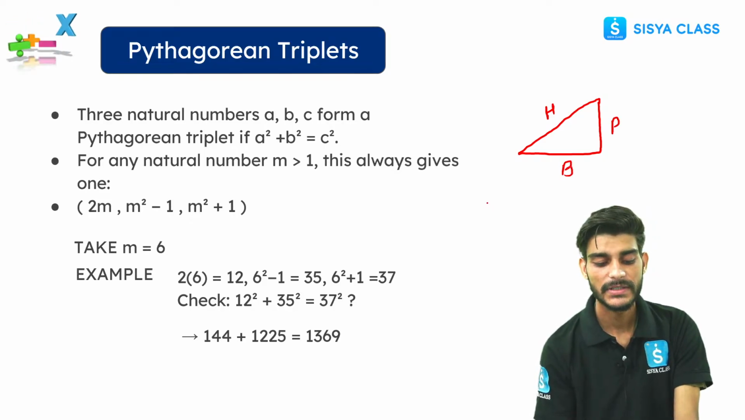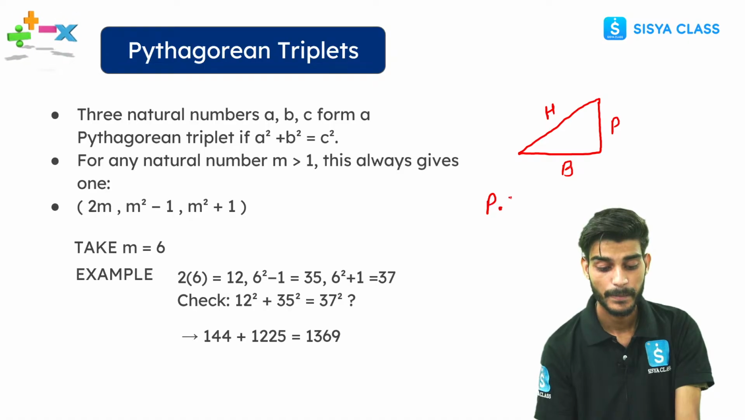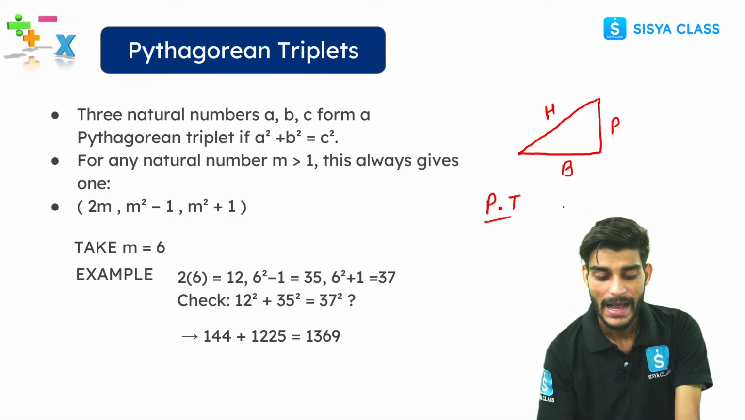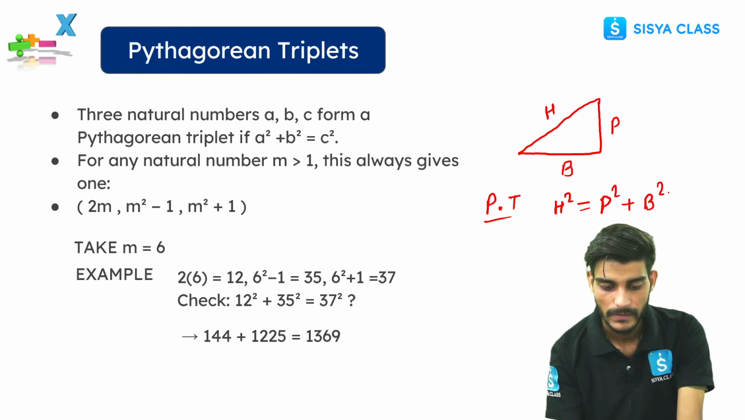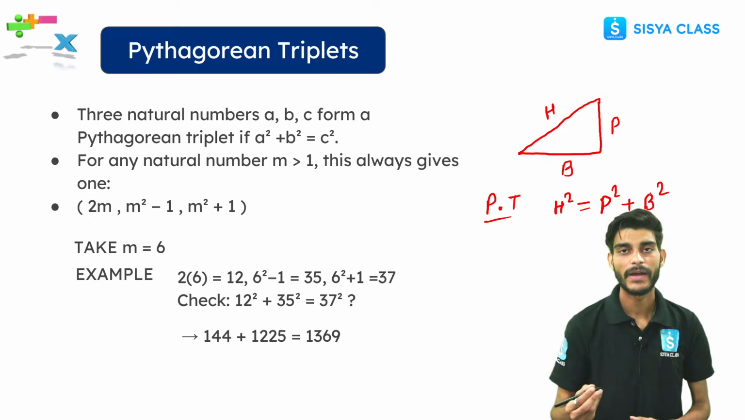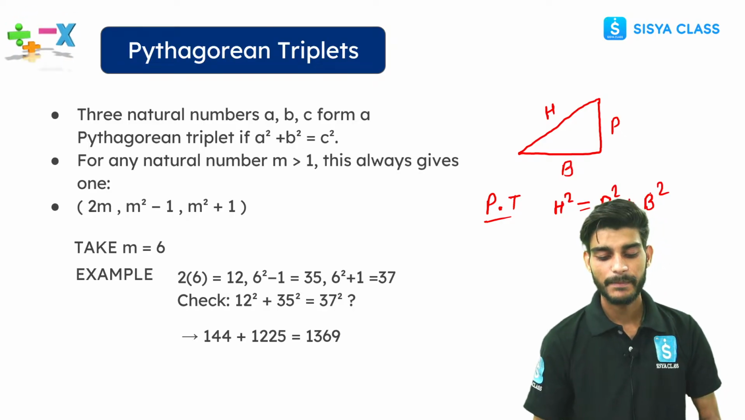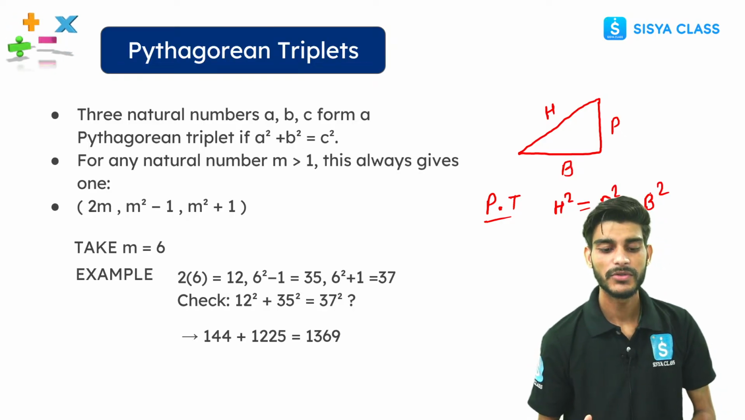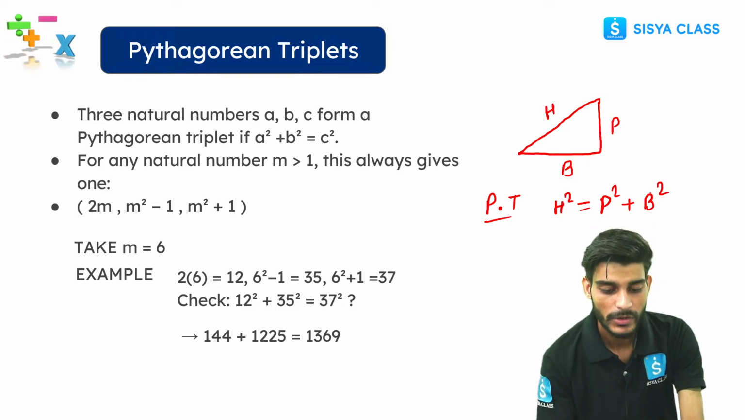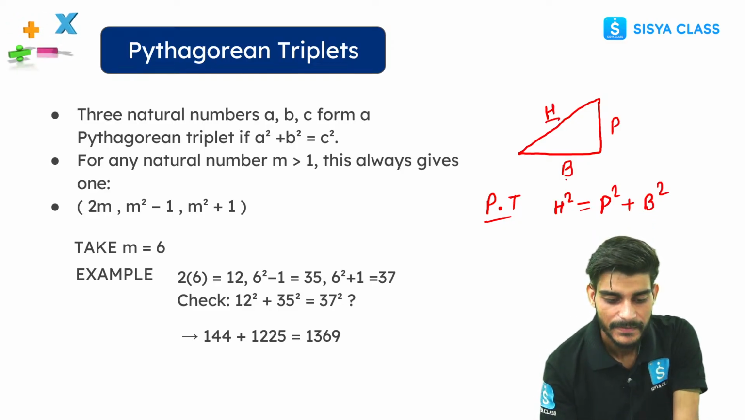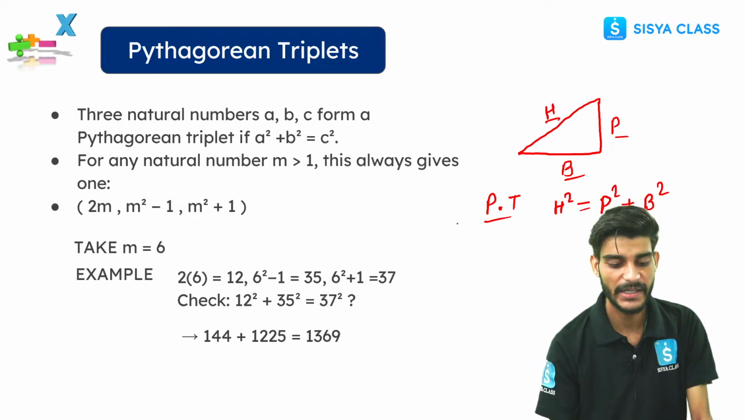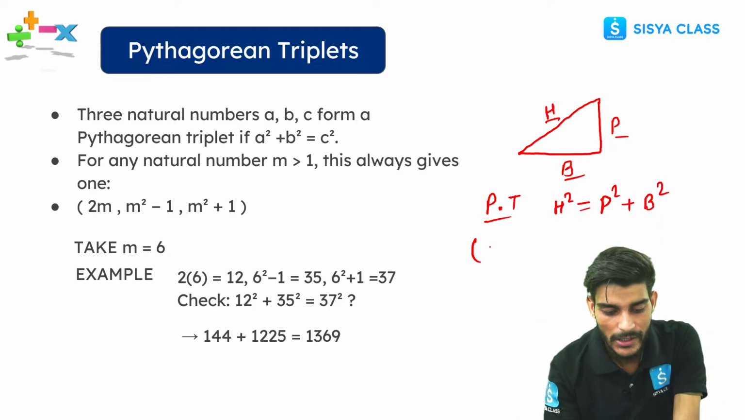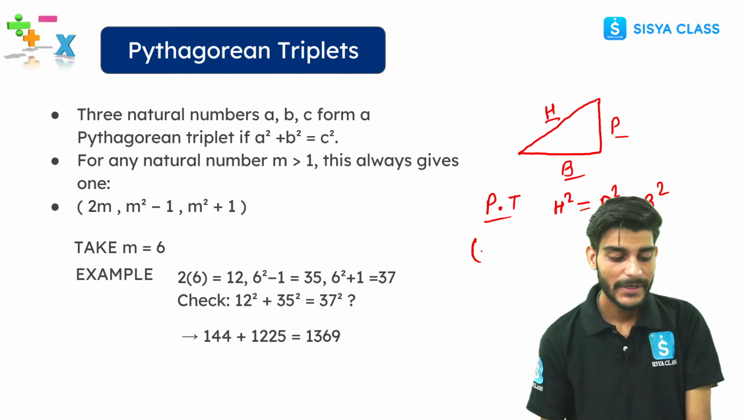So the Pythagoras theorem says that hypotenuse square equals perpendicular square plus base square, right? Hypotenuse square equals perpendicular square plus base square. So what is the use of this theorem here? You can find these triplets. How? With the help of square numbers. This is the application, right? Very beautiful.